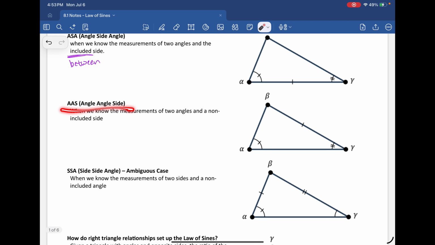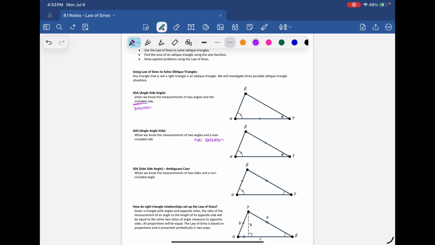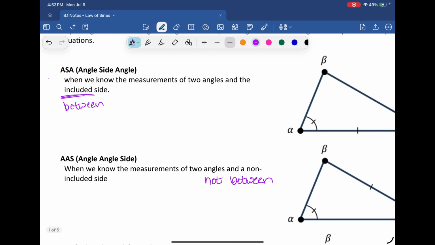We have angle side angle, and a non-included side. Non-included means not between. So these are our two key instances where law of sines is going to be spot on, easy peasy lemon squeezy.